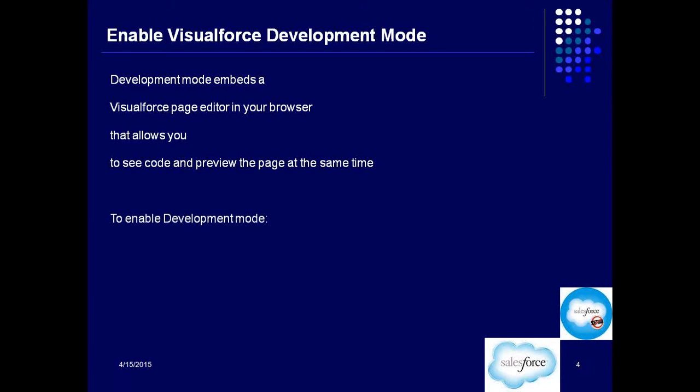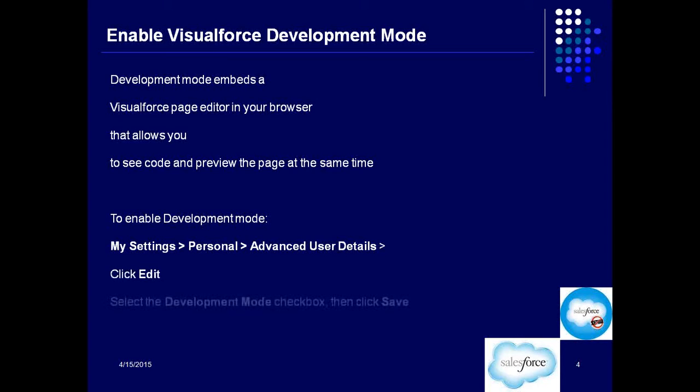So to enable development mode, in case it's not enabled for you, just follow these steps. Go to My Settings, Personal, Advanced User Details, and then click on Edit. Select the Development Mode checkbox and click on Save.